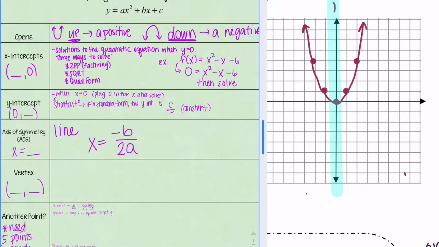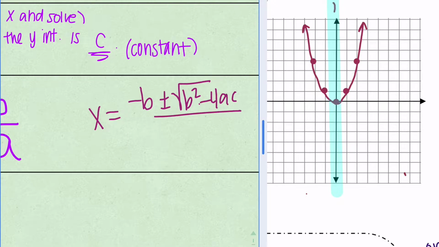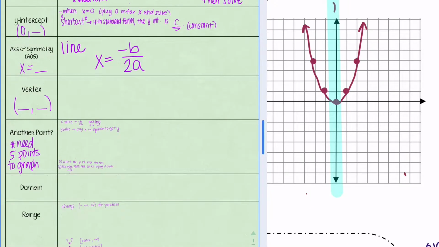And where do they get this? Well, it all comes from the quadratic formula. What's the quadratic formula? Opposite of b plus or minus square root of b squared minus 4ac all over 2a. Well, do you notice this right here? So this is kind of where they get this from. Something just to keep in mind there.